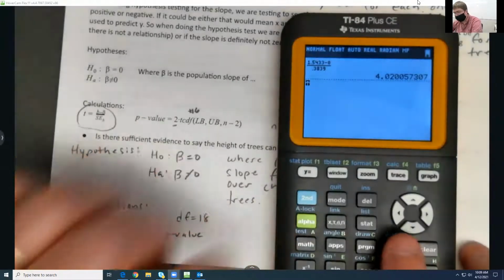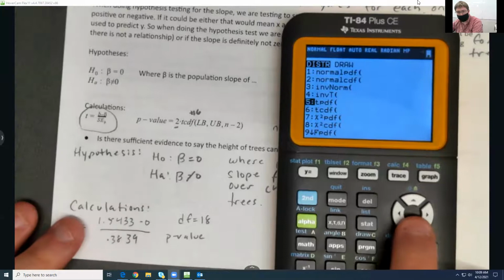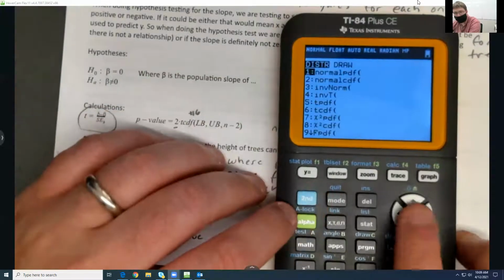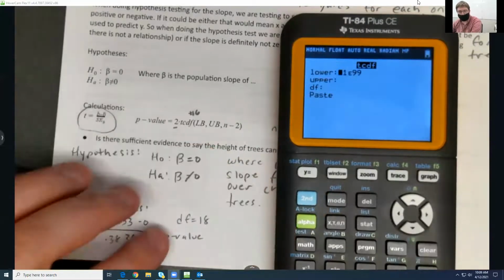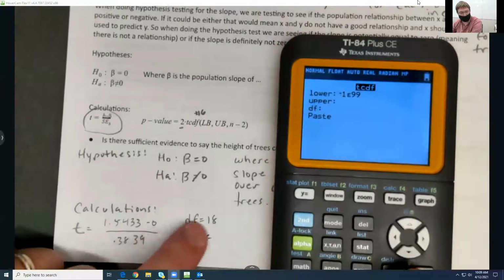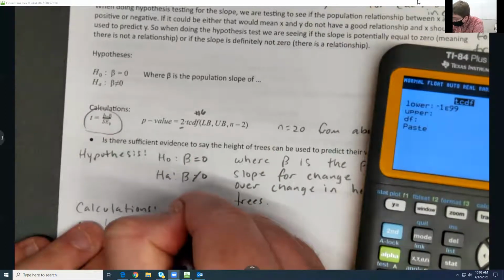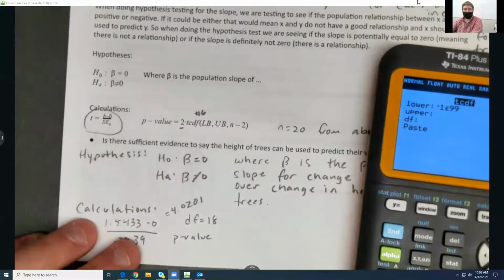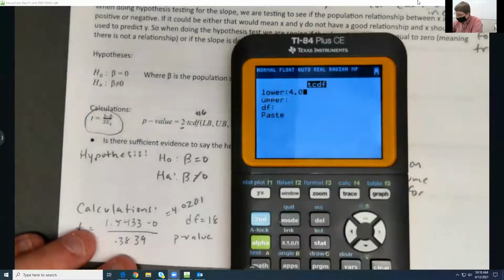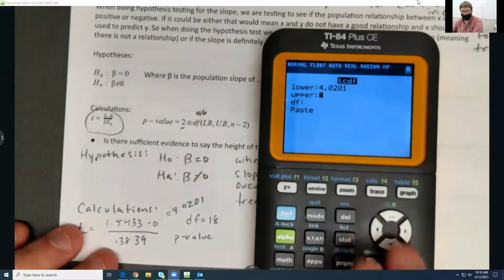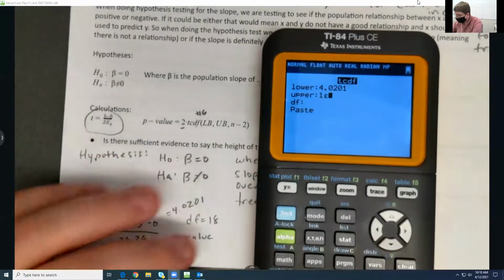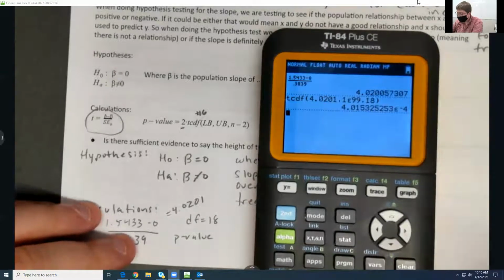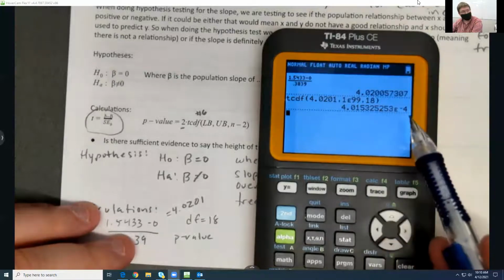So that's going to be second vars, and this is where we go to number 6, TCDF. We've used it before. Second vars, TCDF. All right, so again, this one's going to be our lower limit. I didn't write out my answer, I'm sorry. 4.02. My upper limit's going to be infinity because we're going forever in the right direction. Degrees of freedom is going to be 18. Paste it. What do we get? 4.01 times 10 to the negative 4.